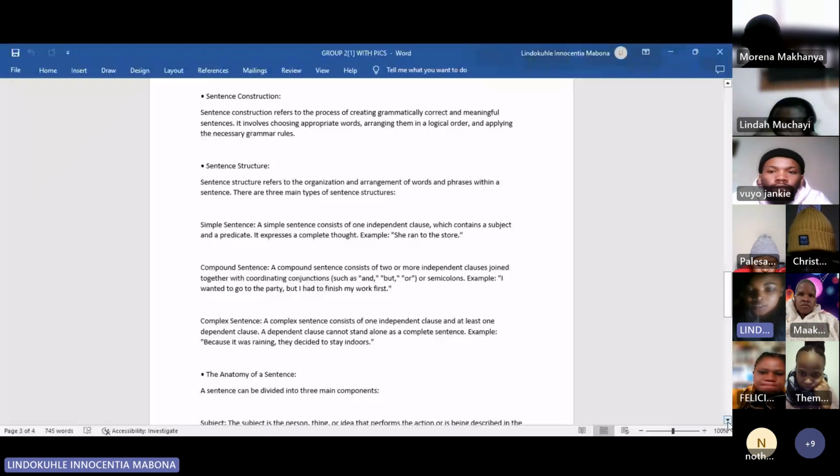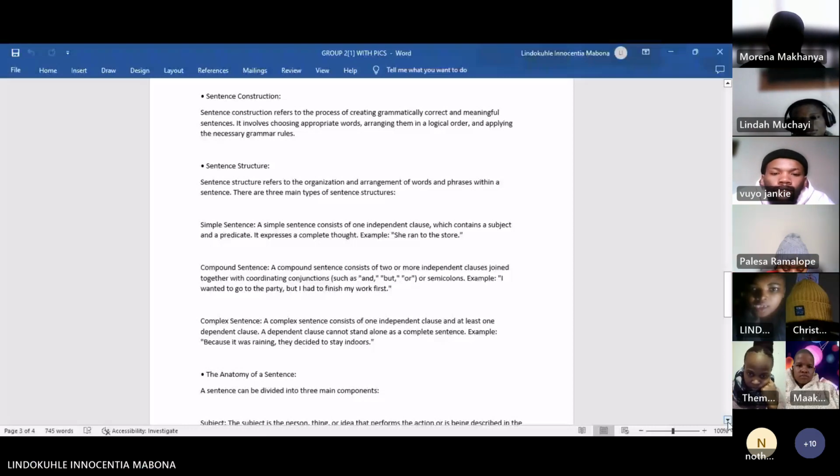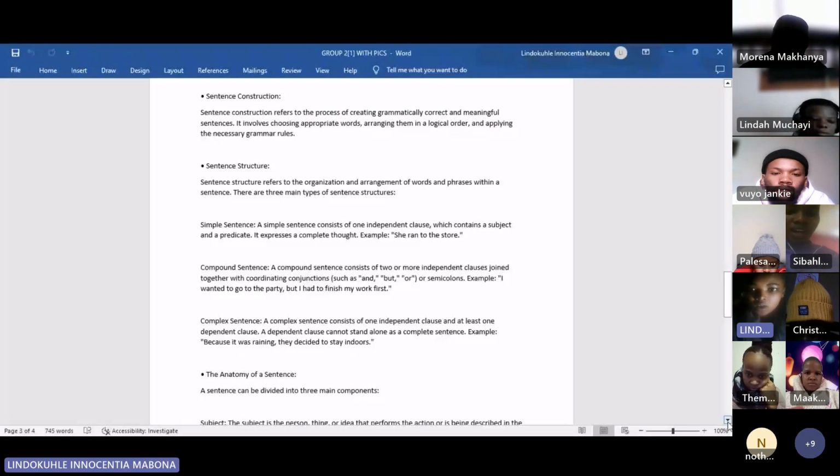The third one is complex sentence. A complex sentence consists of one independent clause and at least one dependent clause. A dependent clause cannot stand alone as a complete sentence. For an example, because it was raining, they decided to stay indoors.